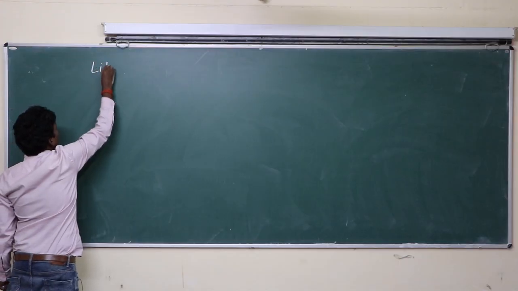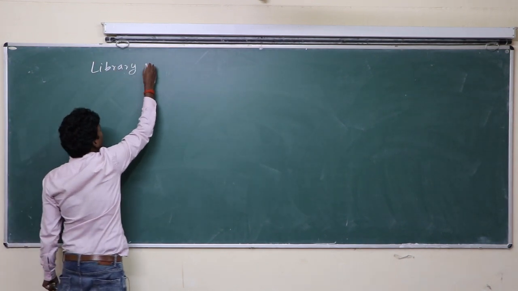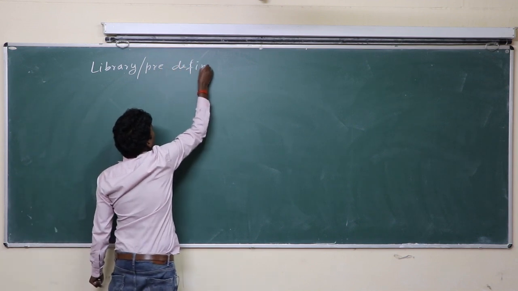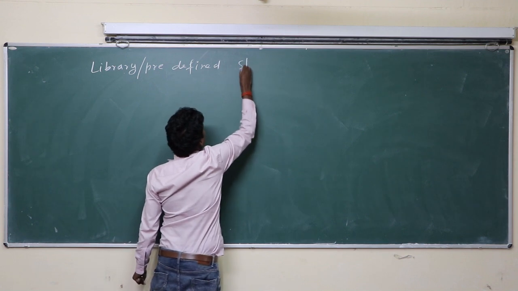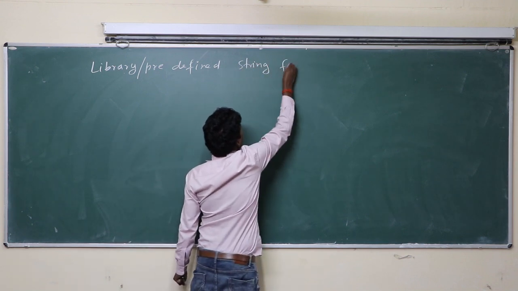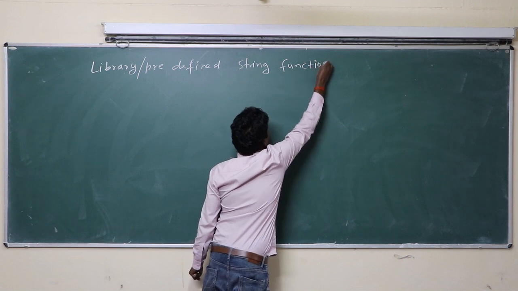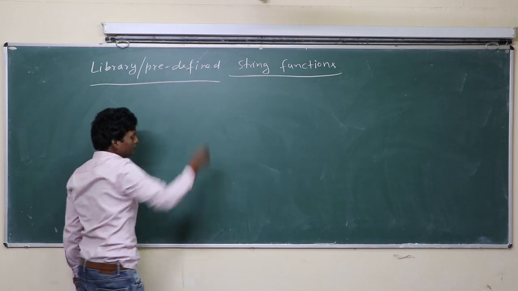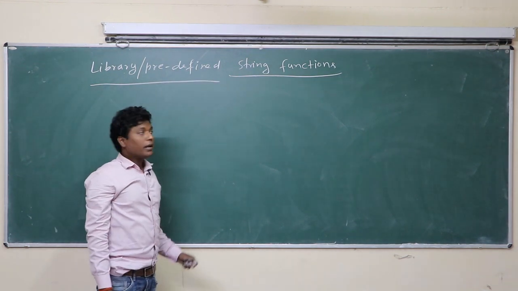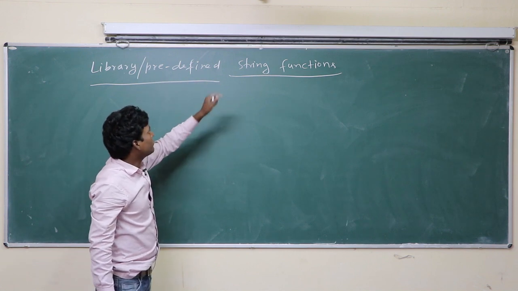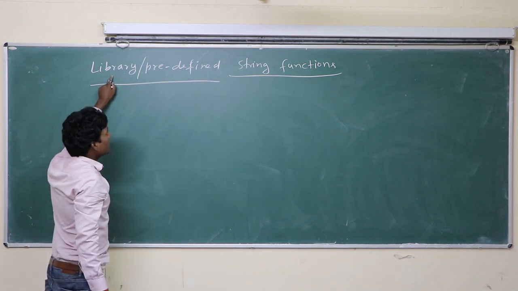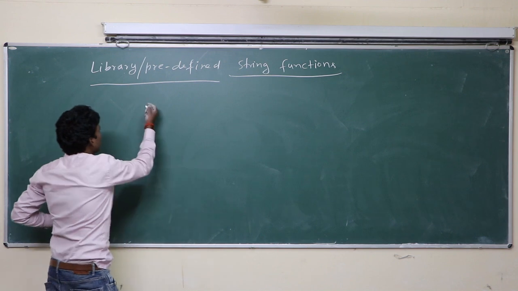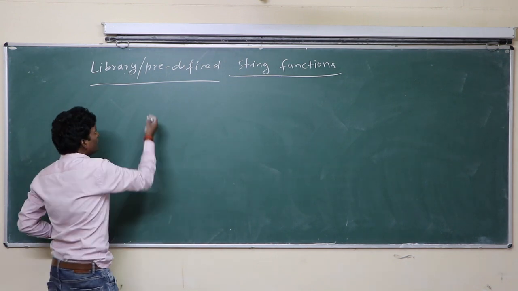Library functions. Class, library functions are predefined string functions. Both are the same. Either you can say library string functions or you can say predefined string functions. There are some string functions, library functions such as strlen, strcpy, strcat, strcmp, strchr, strstr, strrev.